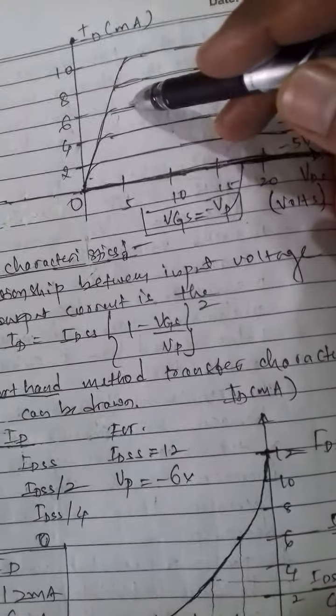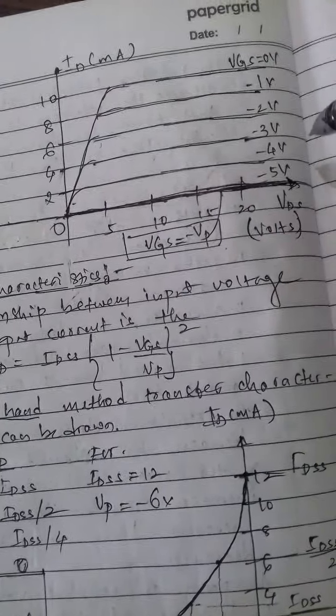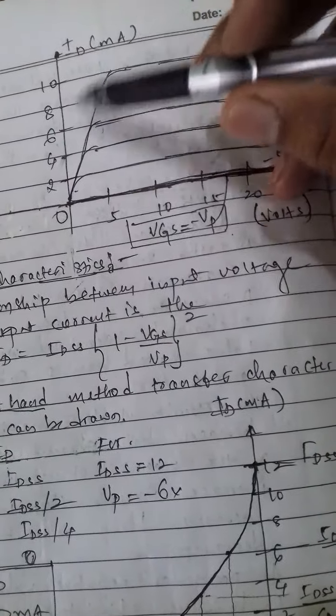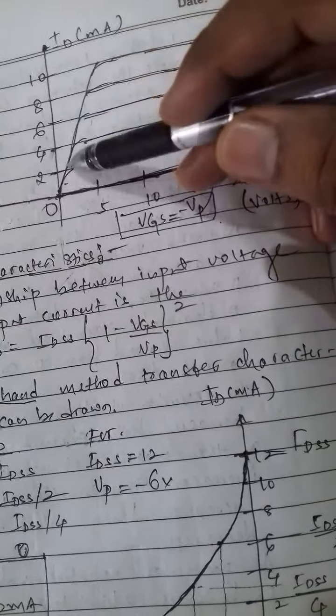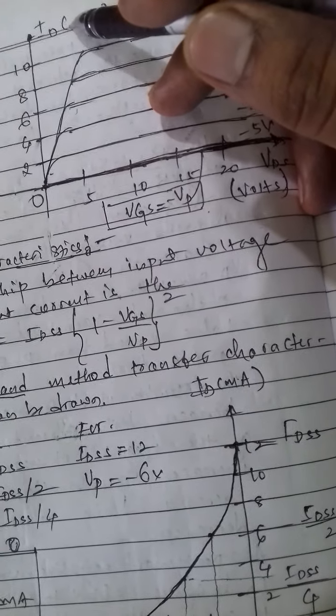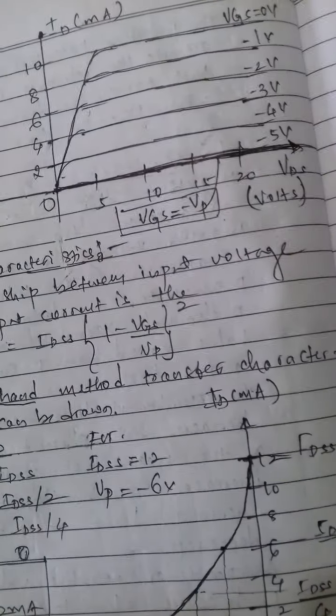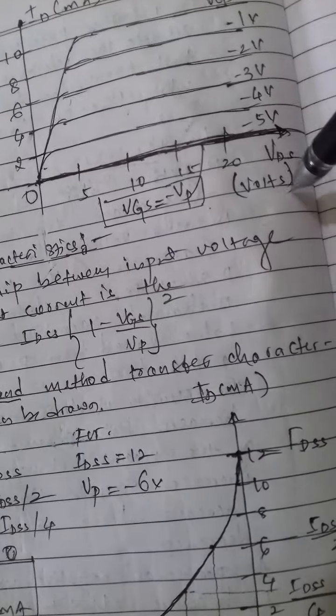The VI characteristics of a JFET. Here the y-axis is for the drain current ID in milliamperes, and this one is VGS equal to VP.